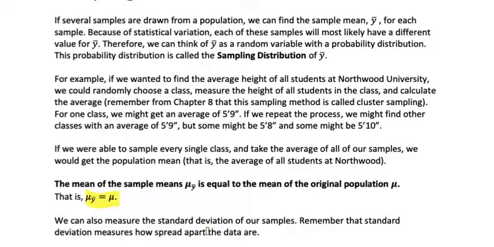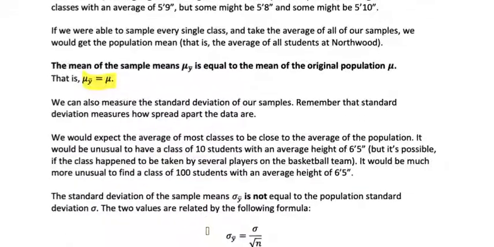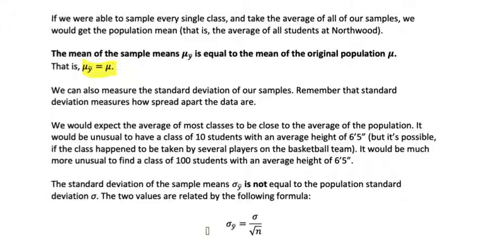So we can also look at standard deviation. Remember that standard deviation measures how spread apart the data are. Now standard deviation is a little bit different because it's affected by sample size. So if I think about how likely it would be to get a value that's far away from the actual average, for example, it would be unusual to have a class of 10 students that had an average height of 6'5" because that's pretty far away from the average height of the population. It would be possible if you just happen to have a class that had a lot of tall people in it. Maybe players on the basketball team are all taking the same class.